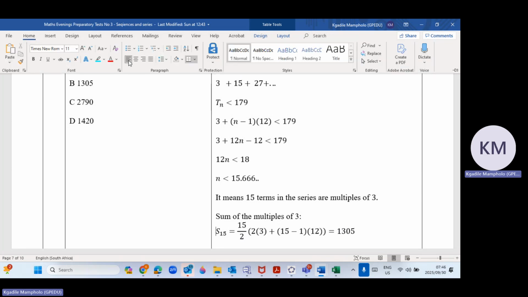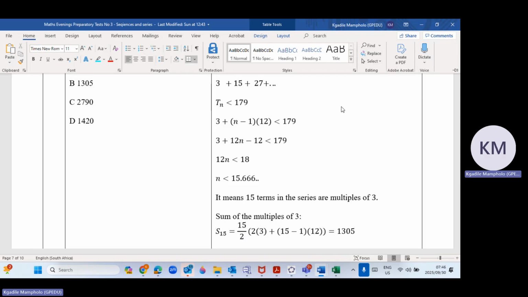In those multiples of 3, you see that the first term is 3, the common difference is 12, because 15 minus 3 is 12, 27 minus 3 is also 12. Then you say equals 1305. Now, remember, this is not what we want. These are the sum of the multiples of 3. But we want the sum of the terms which are not the multiples of 3.